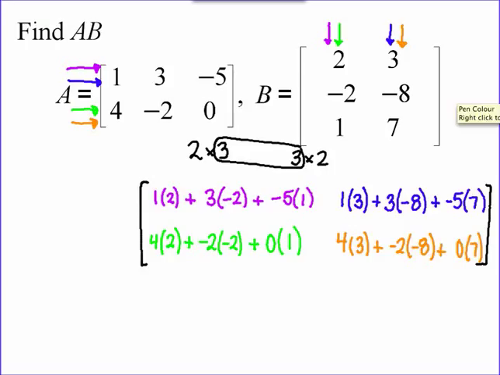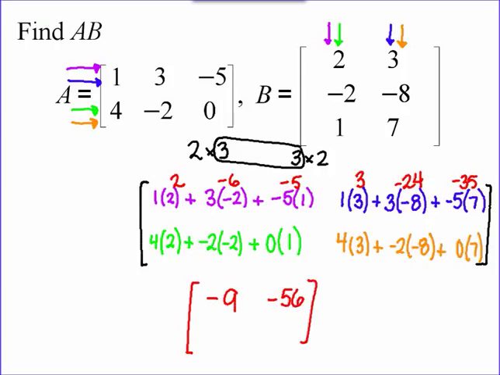Okay, we're going to have a lot more work, though, to get there because now we're going to be adding 3 numbers together. So I'm going to have 2 plus negative 6 plus negative 5. What do you get? Negative 9. Yep. Then 3, negative 24, and negative 35. Negative 56. Good.